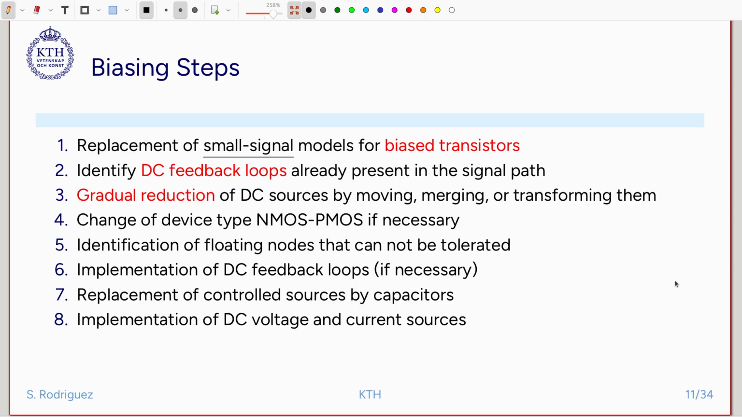Some control sources I replace by capacitors. Finally, when I arrive at this point, then I can do the transistor implementation of the DC voltage and current sources. Okay, so this is basically the method that we are going to use for biasing.